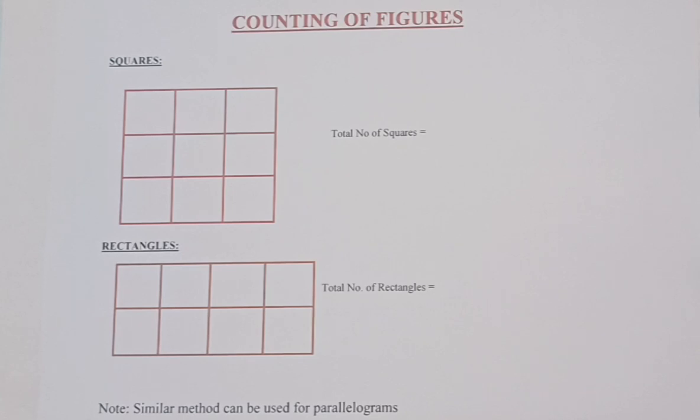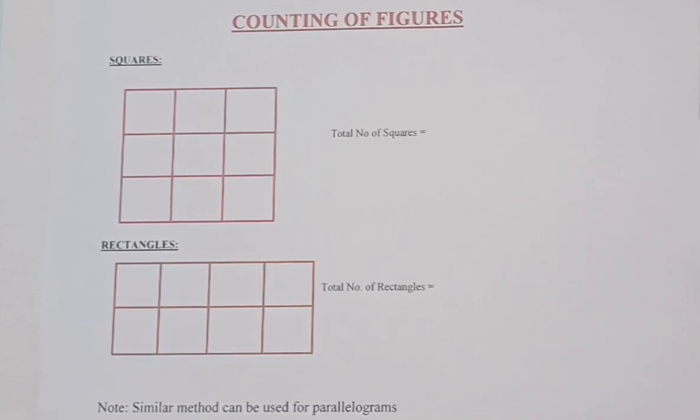As part of the Let's Crack GATE 2025 video series, we have already uploaded 5 shorts on the topic counting of figures. So in this video, I will be more deliberate on how to solve these types of problems. Generally, 3 types of figures are seen: squares, rectangles and triangles. So let's start with squares.